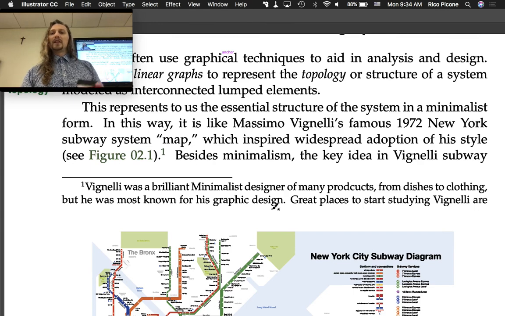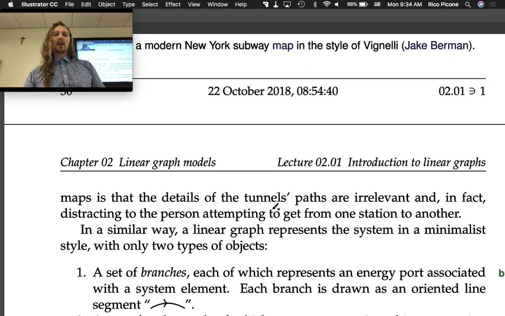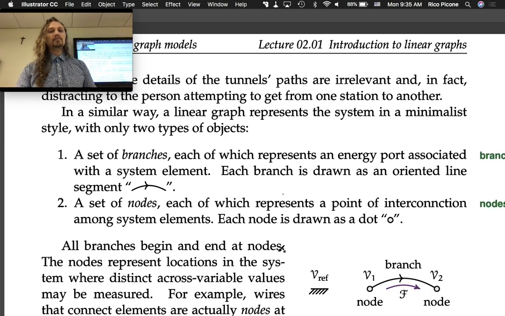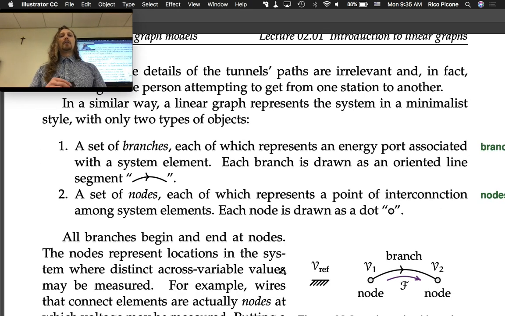So besides minimalism, the key idea in Vignelli's subway maps is that the details of the tunnel's path are irrelevant and, in fact, distracting to the person attempting to get from one station to another. In a similar way, a linear graph represents the system in a minimalist style with only two types of objects. A set of branches, each of which represents an energy port associated with a system element. Each branch is drawn as an oriented line segment. So it's just a line with an arrow on it.